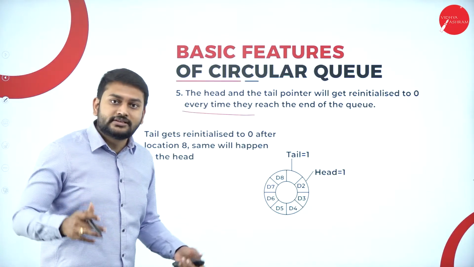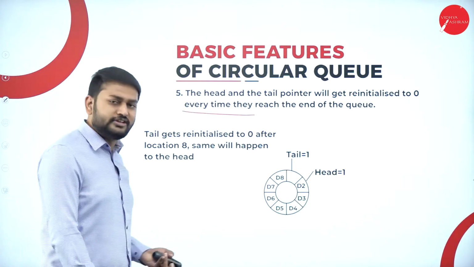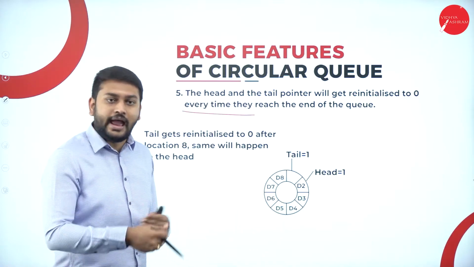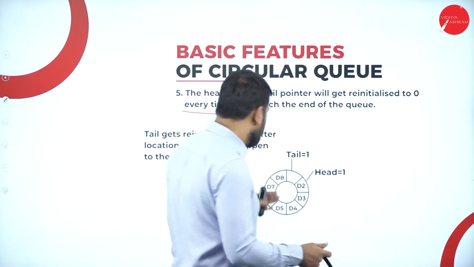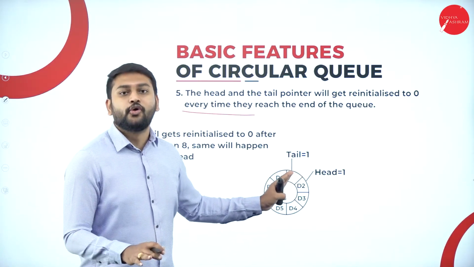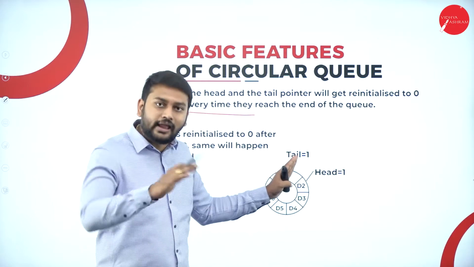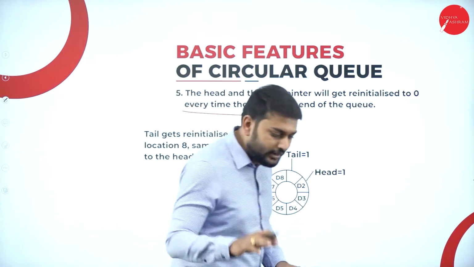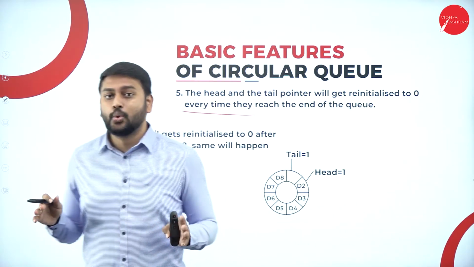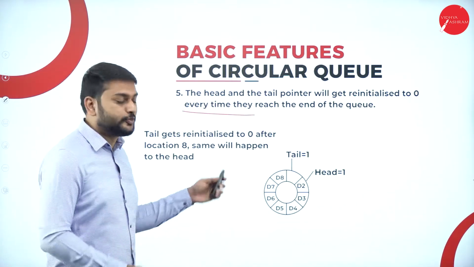Sir, why are you saying this? Most of my students have asked, sir, after performing one round, will they have the previous value? Say, for example, till here I have 8. Suppose I come here, will it become 9? No. Once it reaches here, again the tail will become 0 and the head will become 0. It will get initialized to the initial value 0. That's what you need to observe with this point.